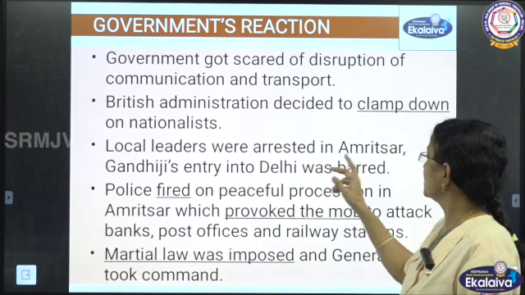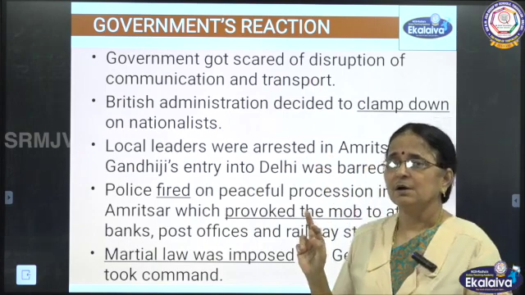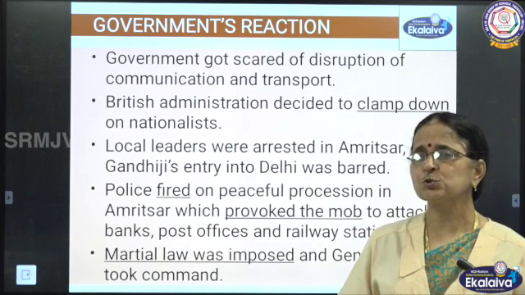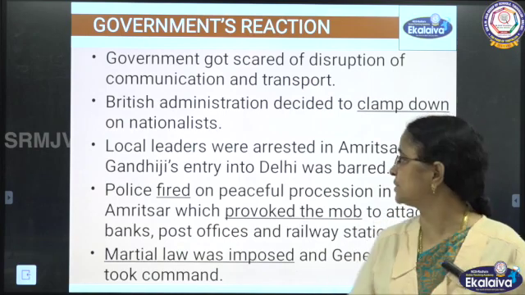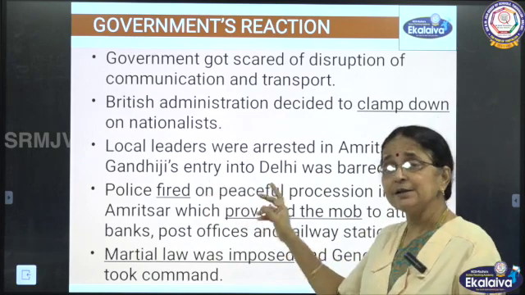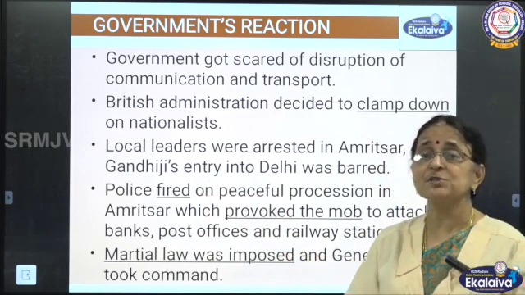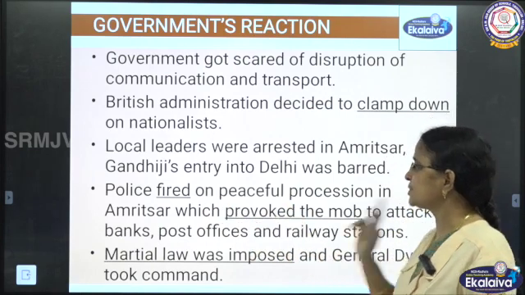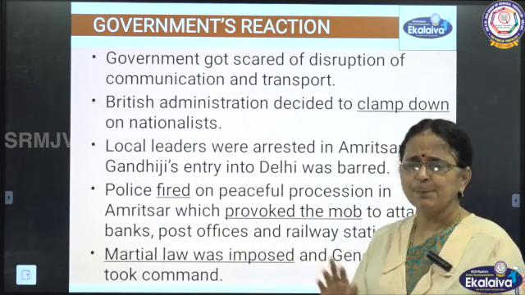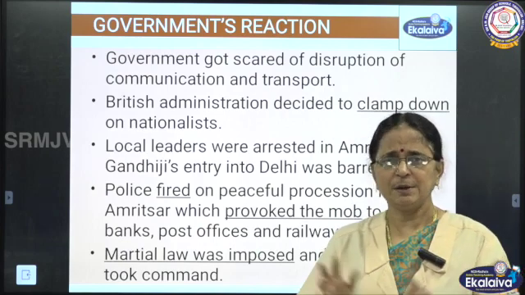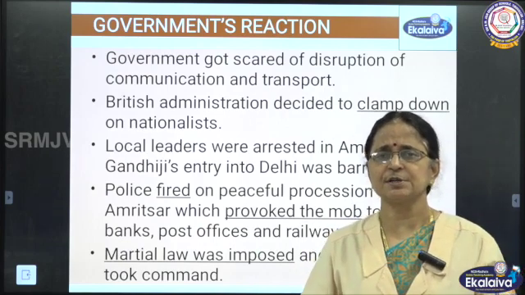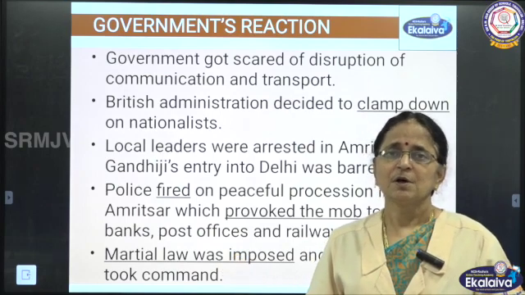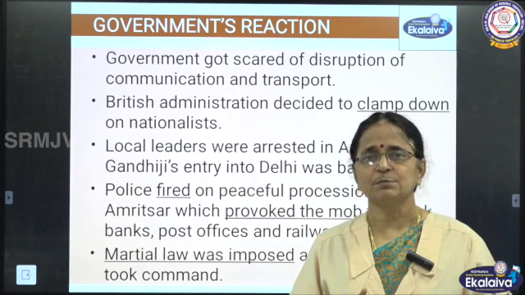Local leaders were arrested in Amritsar. Satyapal and Saifuddin Kichlu, these two local leaders in Amritsar, were arrested. And Gandhi's entry into Delhi was barred. He himself was not allowed to enter Delhi. Police fired on a peaceful procession in Amritsar. A peaceful procession was going. People were marching on the streets, protesting and raising slogans against the British government. Suddenly the police fired on them.